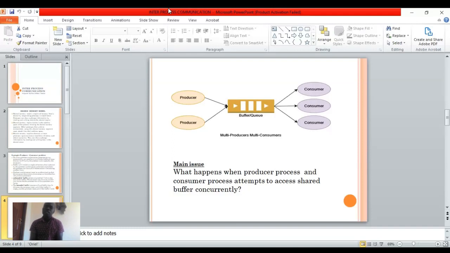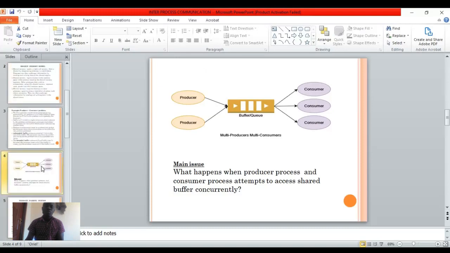Concurrently, in this particular case, if I want to read and at the same time the other one wants to write in the same particular space, how can we solve that problem? That is the main issue affecting the shared memory model. And this issue is solved by the second model, which we call the message passing model.